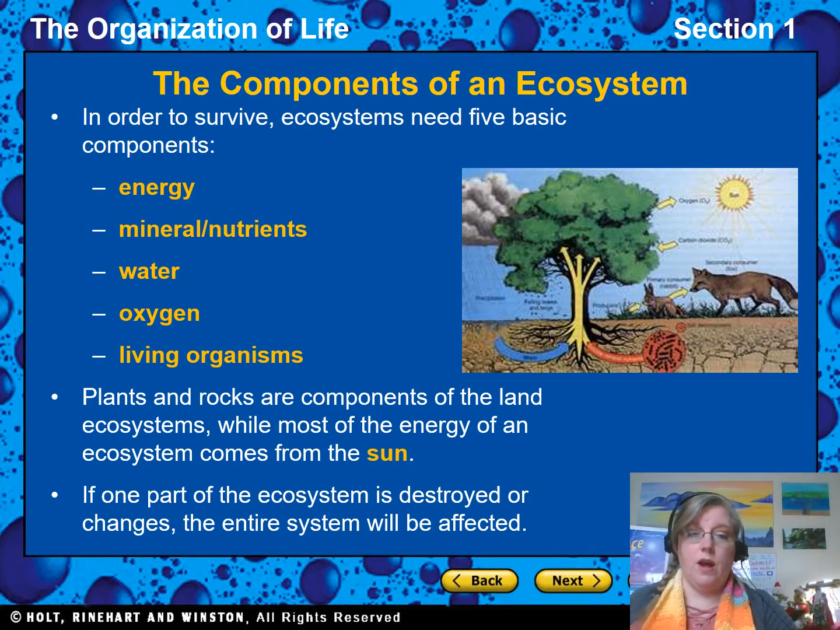The plants and rocks are components of the land ecosystems, while most of the energy from an ecosystem comes from the sun. And if one part of the ecosystem is destroyed or changes, the entire thing will be affected. If you see this picture, if any one part of it got messed up, it would mess up the whole thing.